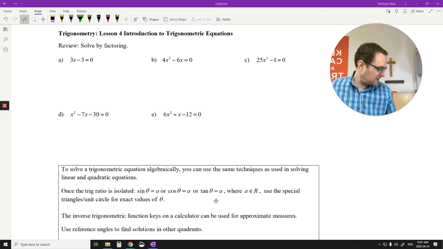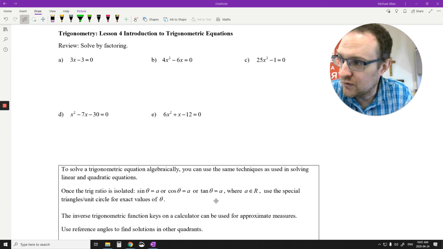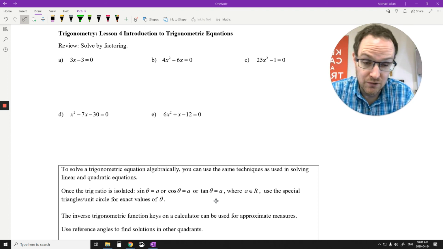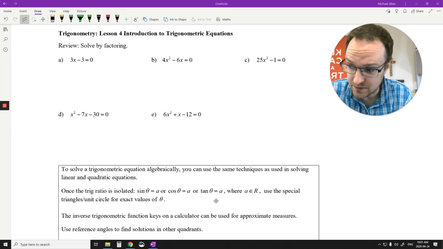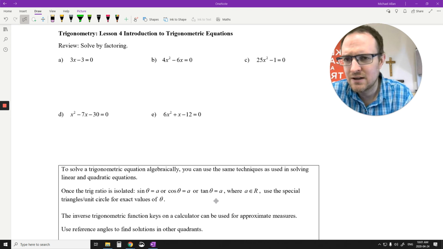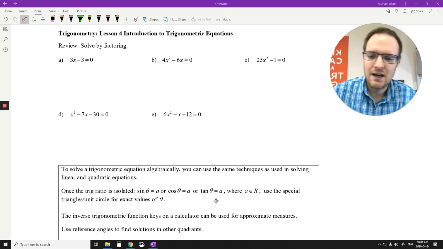Welcome back. So we're doing lesson 4. So we're doing trickier trigonometric equations here. Just a little refresher, because we are going to have to do factoring in this one. So we're going to solve these by factoring. Now, that might give us more than one solution, or 4 solutions, 5 solutions, 6 solutions, or no solutions. It depends on how that works out.